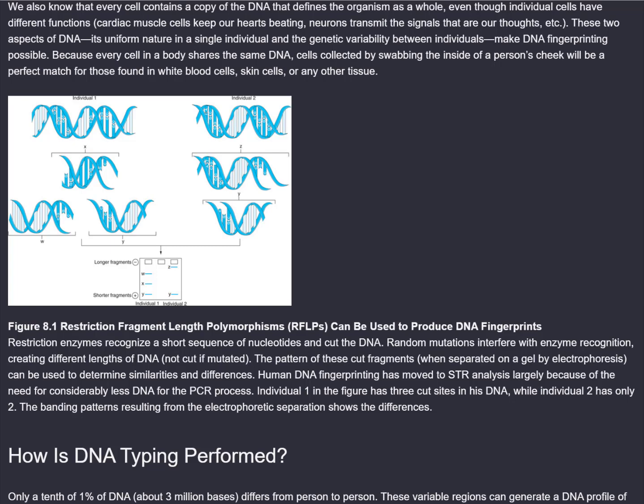Cardiac muscle cells keep our hearts beating, neurons transmit the signals that are our thoughts, etc. These two aspects of DNA, its uniform nature in a single individual and the genetic variability between individuals, make DNA fingerprinting possible. Because every cell in a body shares the same DNA, cells collected by swabbing the inside of a person's cheek will be a perfect match for those found in white blood cells, skin cells, or any other tissue.